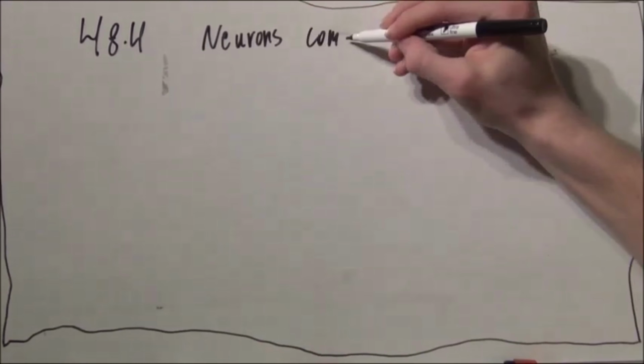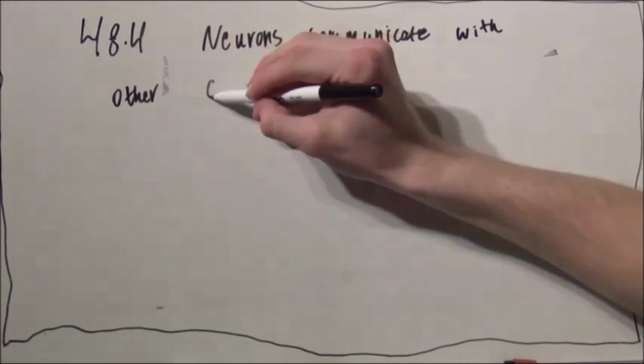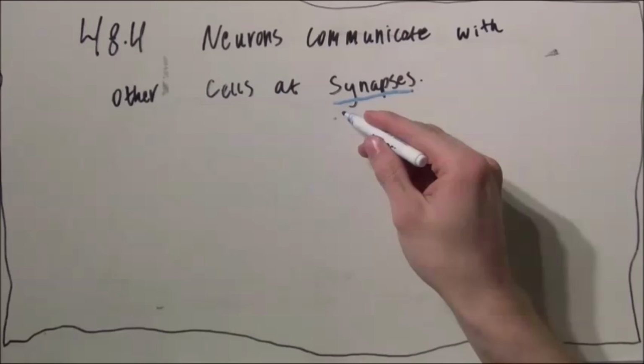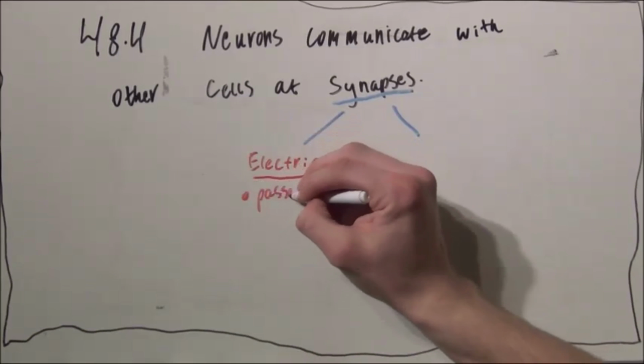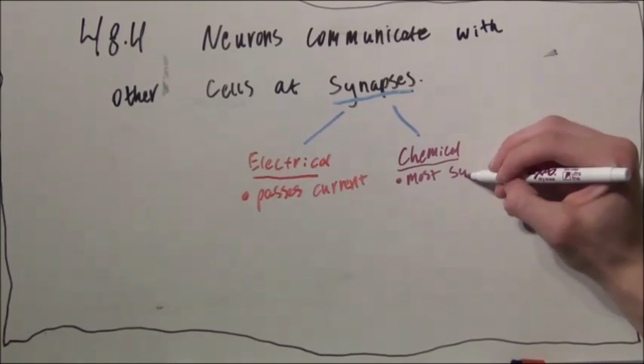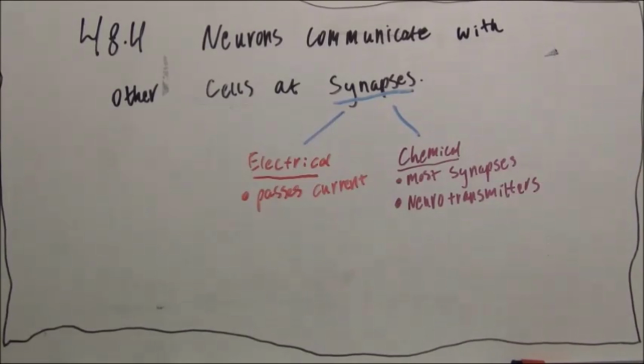In continuing our discussion on how the nervous system in the body works, we will now look at how neurons communicate with other cells at synapses. There are 2 kinds of synapses, electrical, which only pass current, and chemical, which pass neurotransmitters, and most synapses in the body are chemical synapses.